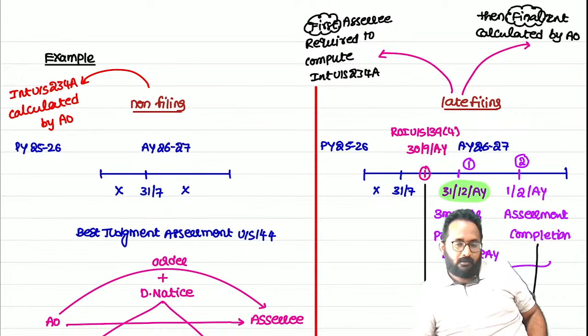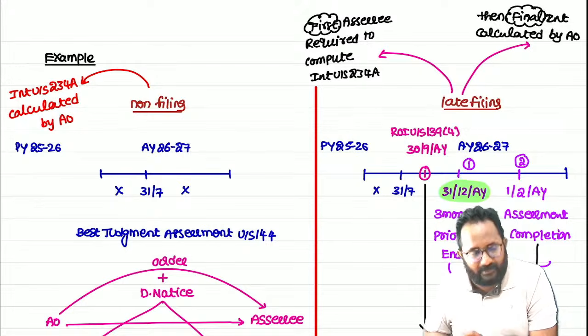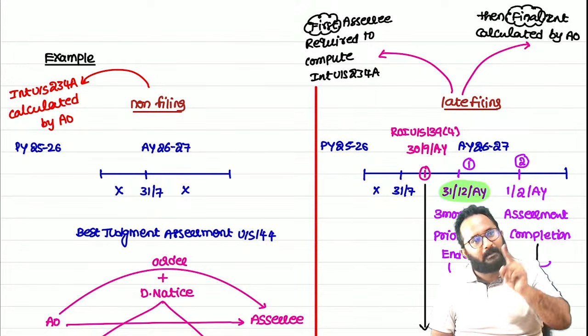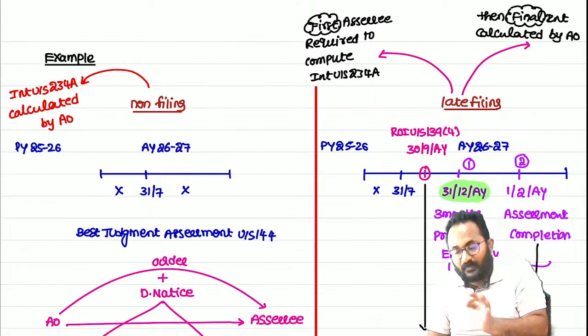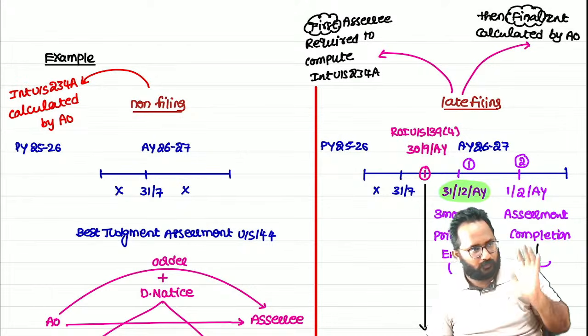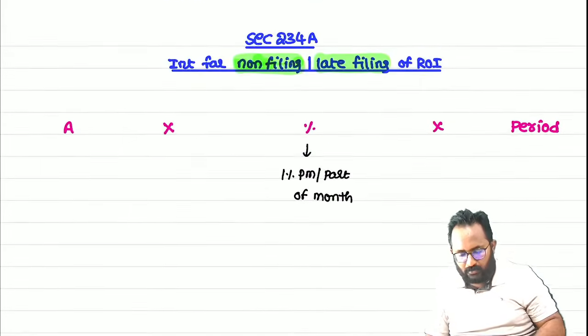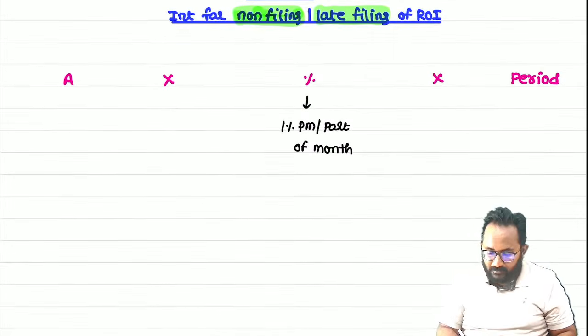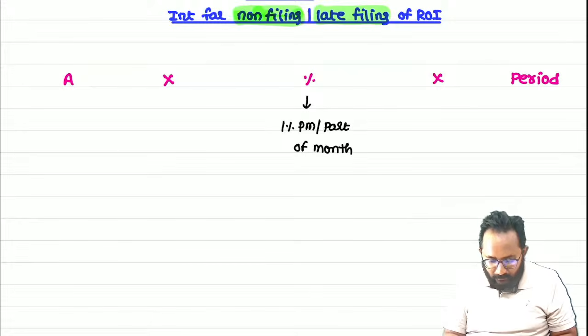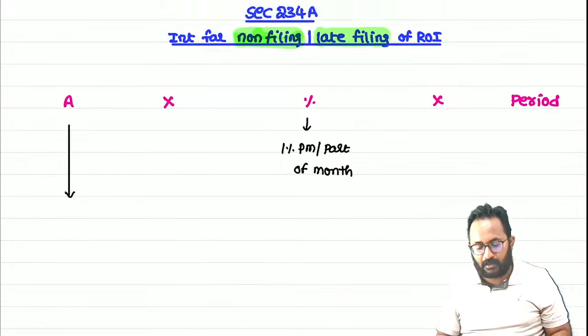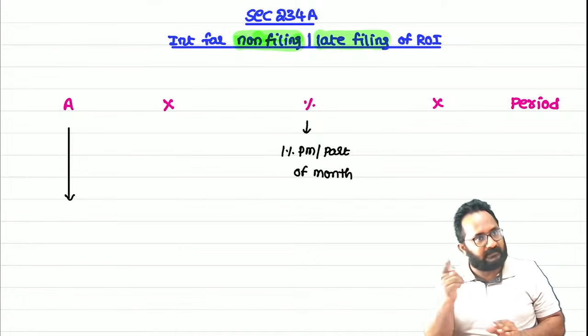Whether it is non-filing or late filing. Non-filing means only one fellow will calculate. Late filing means what? Two. Now I will write it down here. Please tell me the amount. In some cases AO will calculate, in some cases SSC.